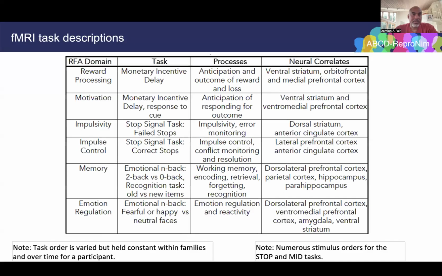This is just a highlight of the specific fMRI task descriptions and what domain and what potential neural correlates. There have been several papers out on these tasks now, which is providing a lot of information about how these tasks work and their neural sequelae. And we'll hopefully talk a little bit more about that in a bit.